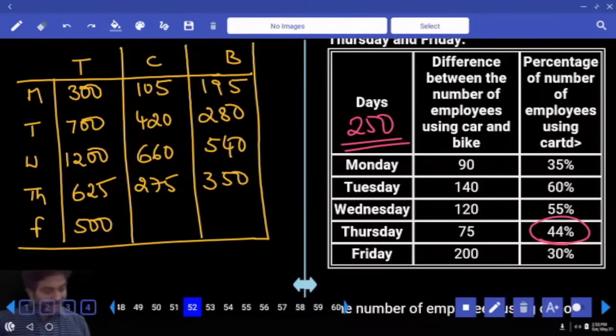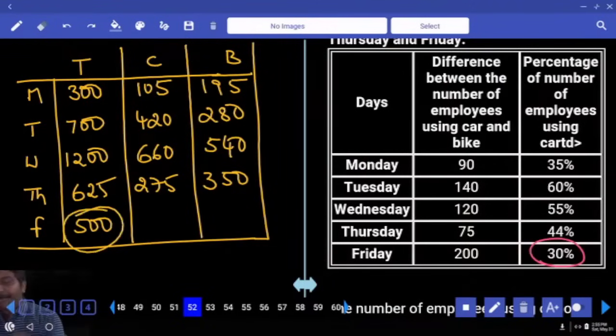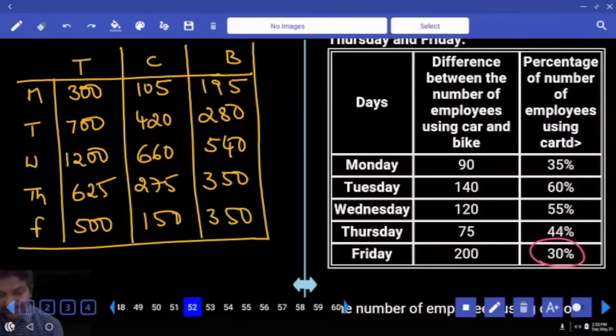Clear? 30%. 10% 3 times. Difference 350. Clear? Once the table is here, we can solve questions now.